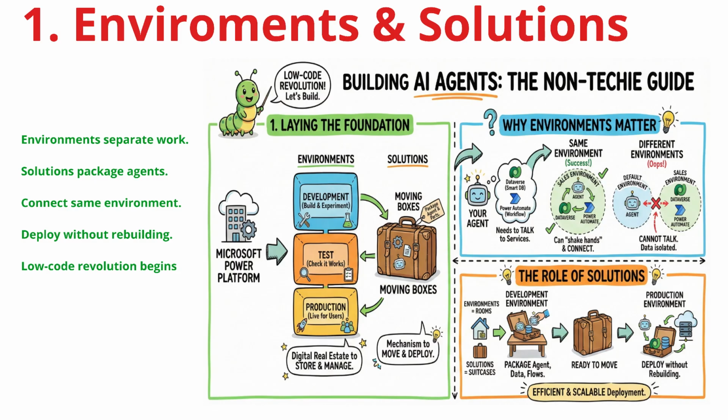Because your autonomous agent needs to talk to other services like Dataverse or Power Automate. If they reside in the same environment, they can shake hands and connect successfully. If they are in different environments, they cannot talk and the data is isolated. Finally, solutions are the mechanism for moving between these rooms. You package your agent, data, and flows in the development environment, get the suitcase ready to move, and deploy it directly to production without needing to rebuild anything. It is efficient and scalable.